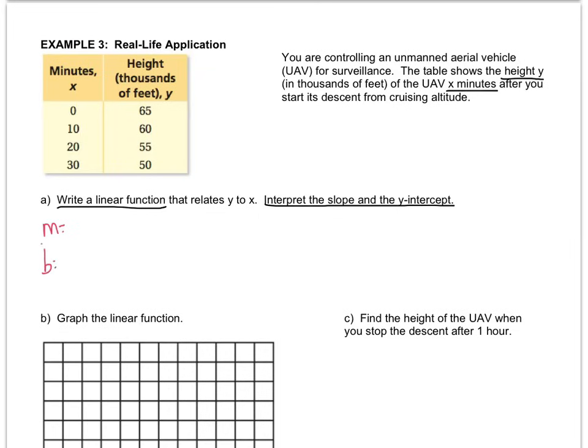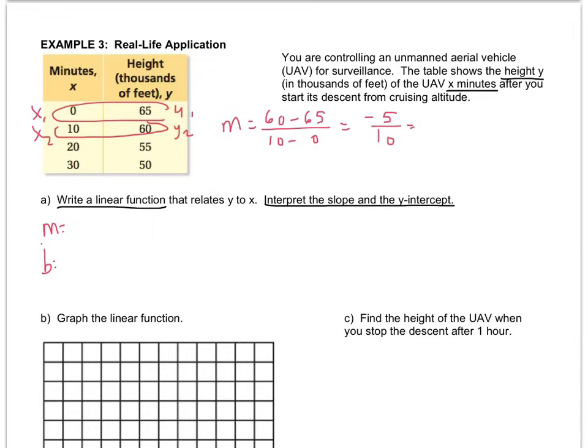So, since I don't have a graph, I'll use my formula, and I'll pick these first 2 points. It doesn't matter which two you pick. This is x1, this will be x2, this will be y1, this will be y2. So, using the slope formula, it is 60 minus 65 over 10 minus 0. So that is negative 5 over 10, which as a reduced slope is negative 1/2.